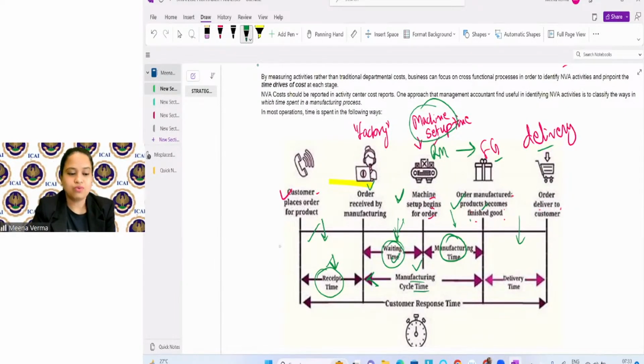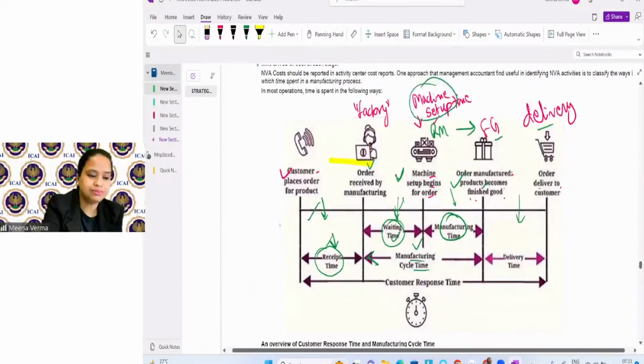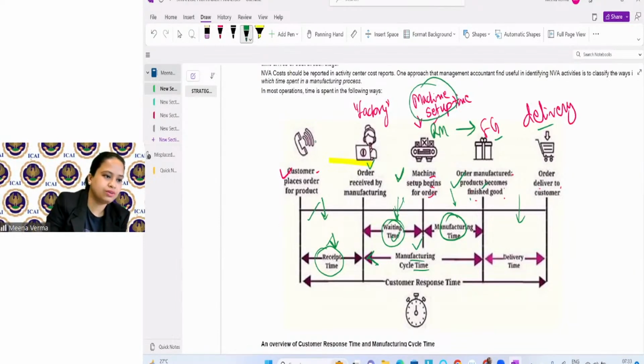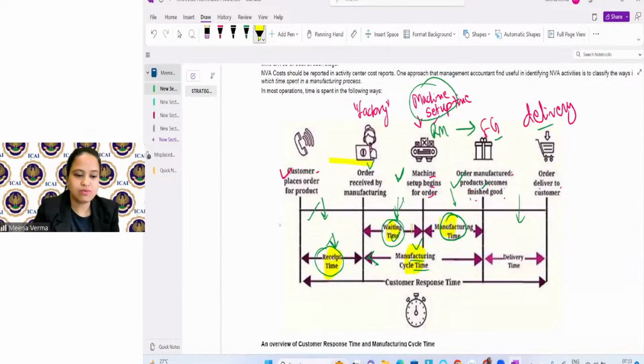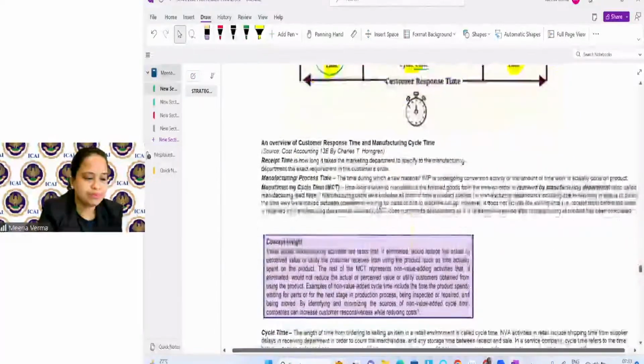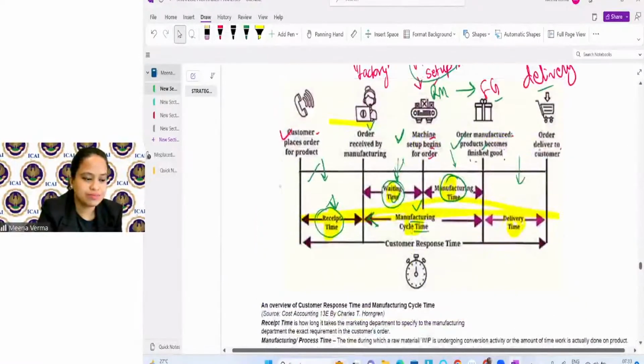Okay. What will be the customer response time here? Give me 1 minute. Customer response time will include everything: receipt time, manufacturing cycle time, which includes the machine setup time and manufacturing time, and then delivery time. This all comes under the customer response time. All right. Okay. Then what else, ma'am? So they have just defined all these things.